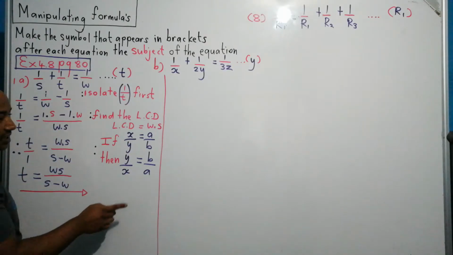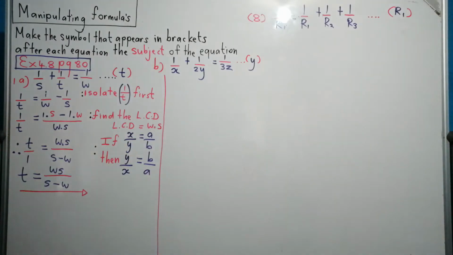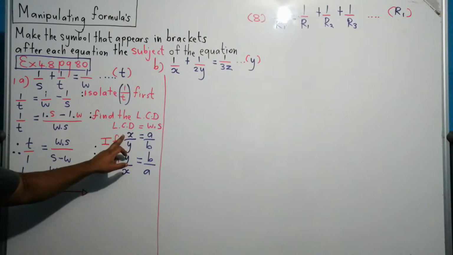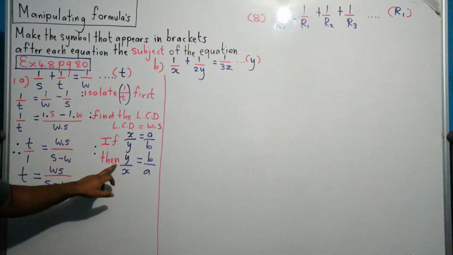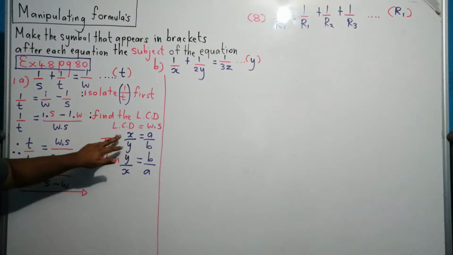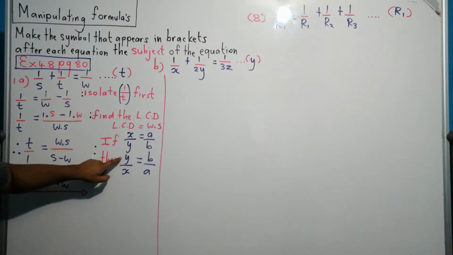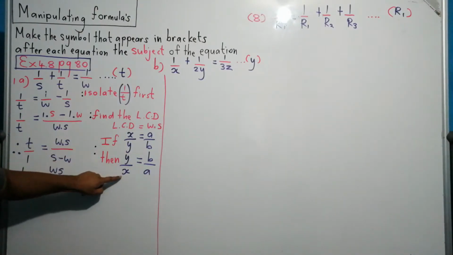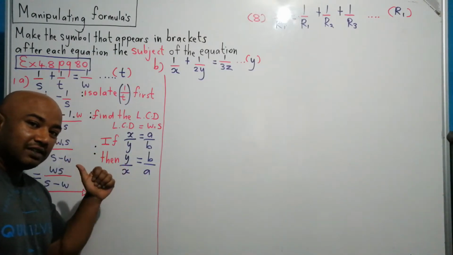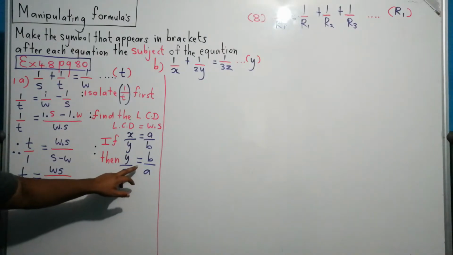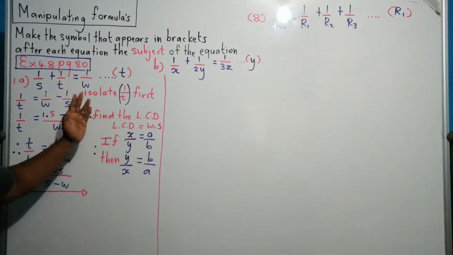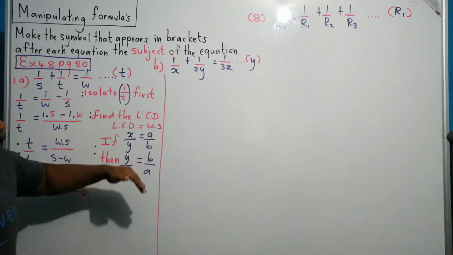So once you have a single fraction on both sides, here is the rule. If I have x over y equal to a over b, then if I swap the numerator and denominator on the left hand side, this becomes y over x, and whatever I do on the left hand side, I must do on the right hand side. So y over x will equal b over a.